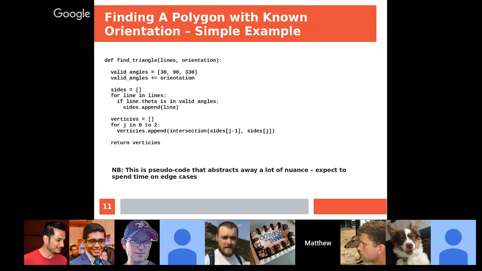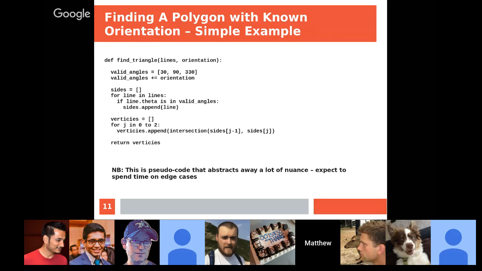some variables. So the way this little function works is I say, I'm going to find a triangle, and I'm going to give it the lines and the orientation. Orientation is defined relative to the triangle I was showing on prior slides, so one where the point is up. And so I've said there are 3 valid angles, 30, 90, and 330 degrees. And we're going to adjust all of those by the orientation. If the triangle is twisted, then all those angles just change by the orientation as well.